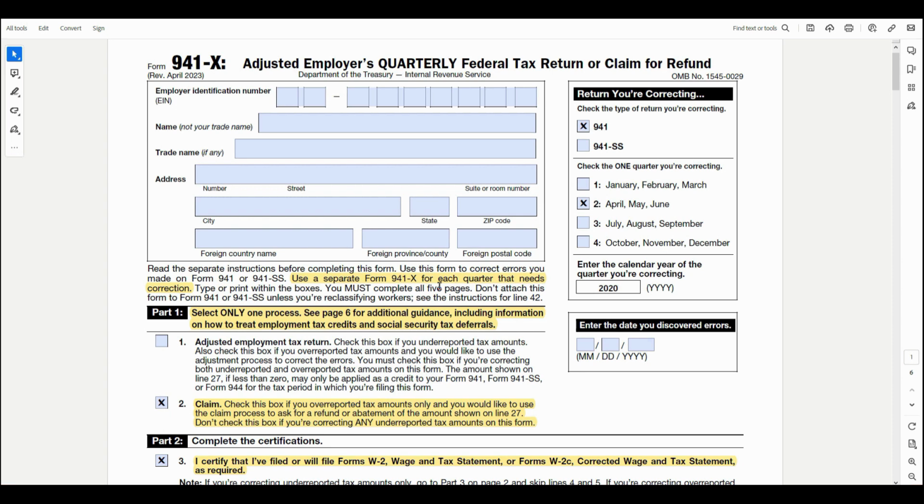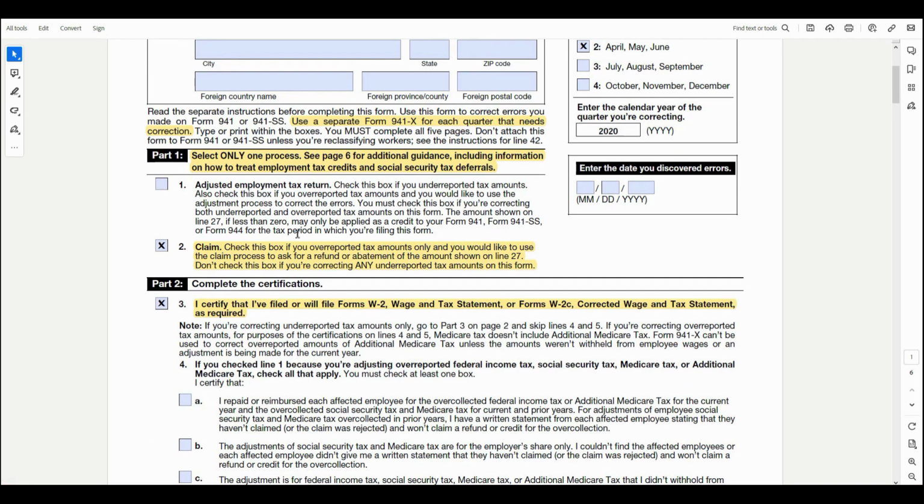So again, for this example, we're assuming that this employer only had qualified wages in the second quarter, and he wants to complete the adjustment to claim a credit based on qualified wages for 1 week out of 3 weeks that he had those qualified wages. Okay, so let's take a look here now. Again, part one, it says select only one process. See page 6 for additional guidance, including information on how to treat employment tax credits and Social Security tax deferrals.